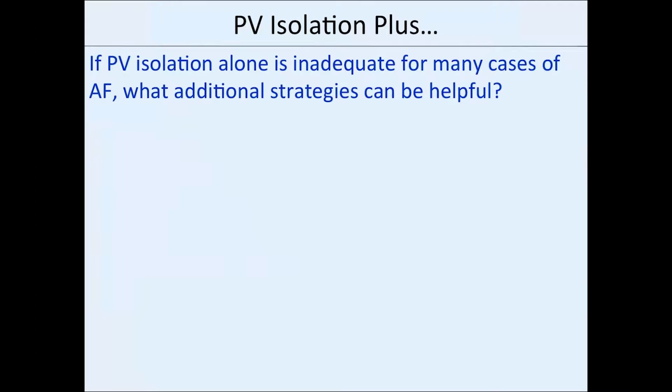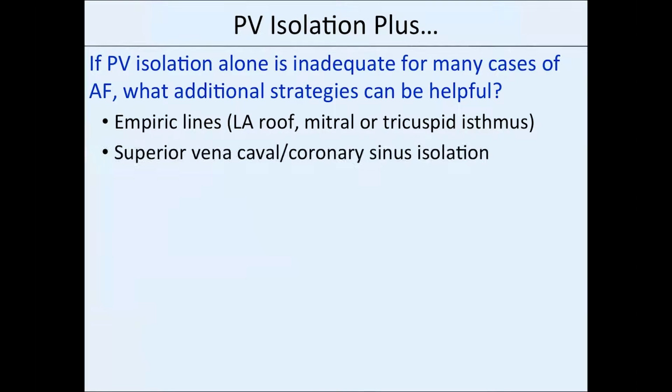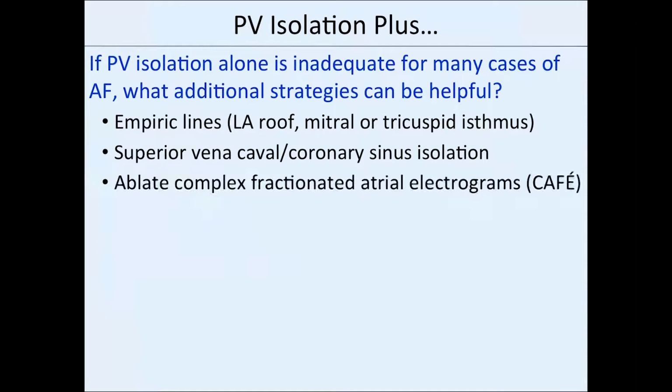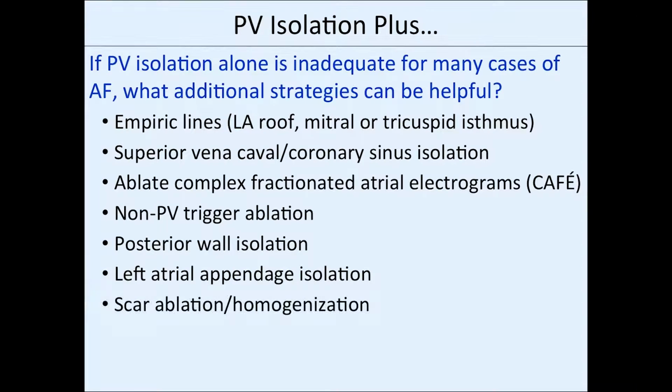So what are we all going to do? If that's not the entire solution, then people have applied empiric lines on the left atrial roof, the mitral or tricuspid isthmus, the superior vena cava, coronary sinus may be isolated, going after complex fractionated atrial electrograms. It's been in favor, out of favor, back in favor, back out of favor. Looking for non-pulmonary vein triggers to isolate on high-dose isoproterenol or epinephrine at the end of a procedure. Posterior wall isolation, left atrial appendage isolation, scar mapping and ablation and homogenization, and finally, rotor mapping and ablation have all been used. We'll talk about rotors for the rest of our time here this evening.